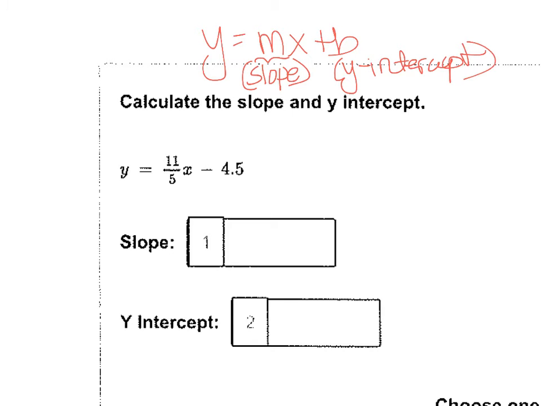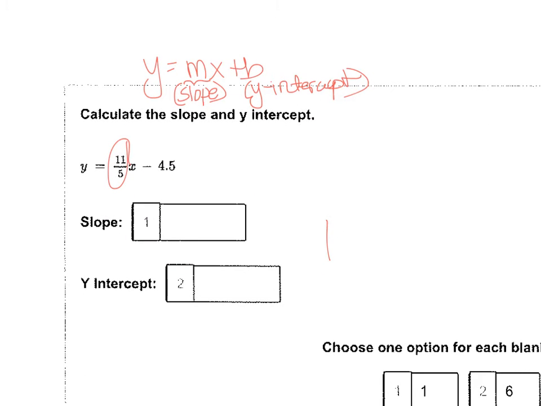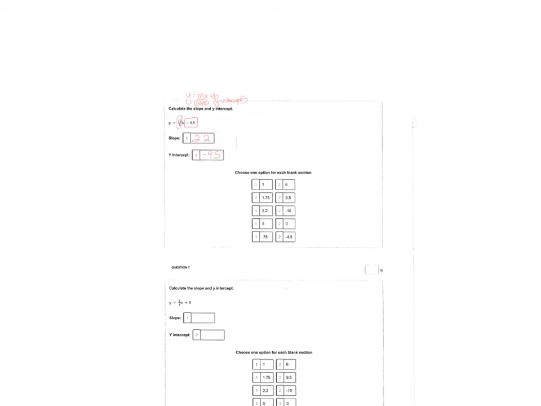So in this case, this is your slope, and all the answer choices are in decimals, so you would have to divide that. So 11 divided by 5 is 2.2. And your y-intercept, remember, you have to look for the sign that comes right before the number. So negative 4.5 is your y-intercept.